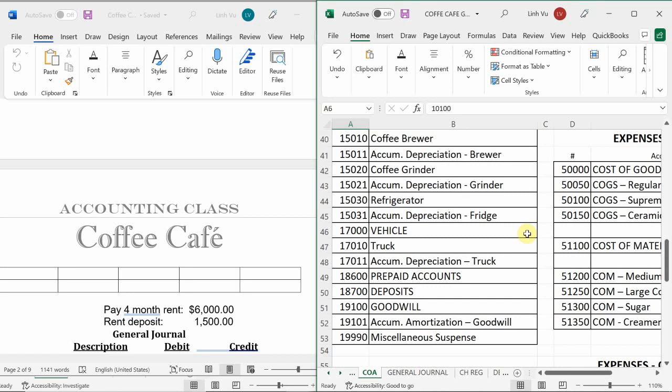So what account would you use to represent the deposit? Business account or checking account? I'm not paying for it. I'm buying a deposit. How do I buy a deposit? Is it payable? No, you're not owing anybody money. You're paying somebody money right now.